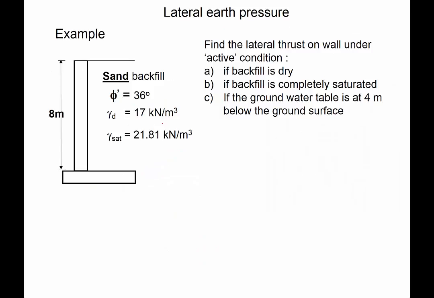So we are going to see the same example which we solved for at rest condition, and again the soil properties are the same. There is a wall which is 8 meters in height. The backfill is sand and it has phi, the angle of internal friction, equal to 36 degrees. The dry unit weight is 17 kilonewton per meter cube, and gamma saturated, the saturated unit weight, is 21.81. So let's solve this example.